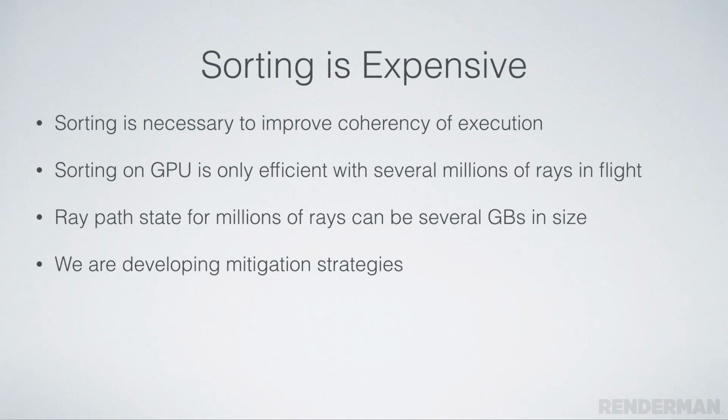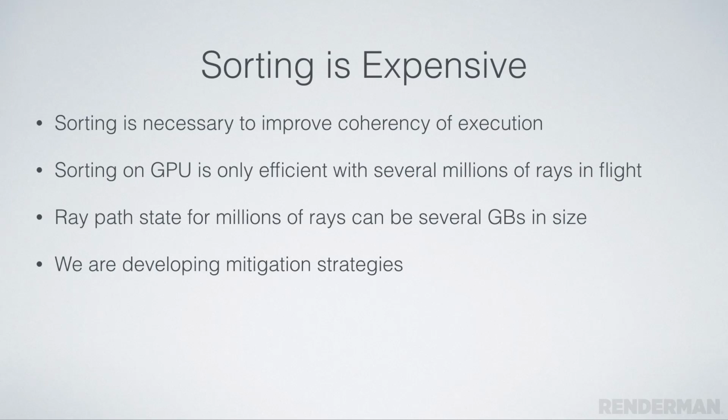However, there's some caveats to this. The benefits that we see, we only achieve with very large batches of paths. I say very large, there's several millions of paths in flight at once, and this is problematic when it comes to the path state. As time goes on, the path state per live path is only going to increase in size, and that's going to translate to several gigabytes of data that needs to persist for the duration of the render, just for retaining information about a path.